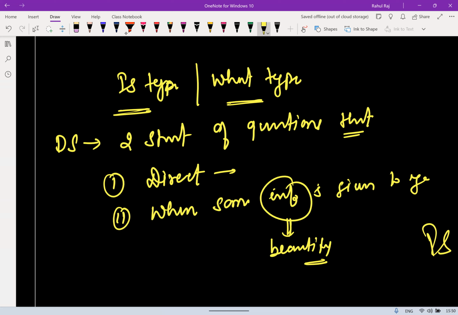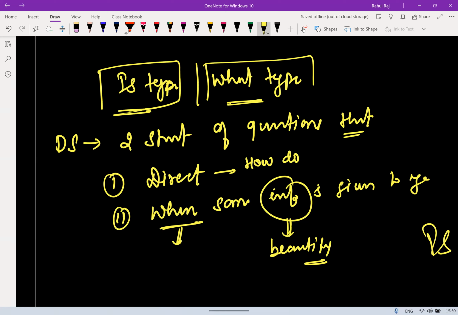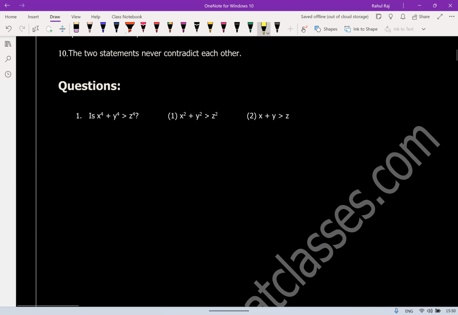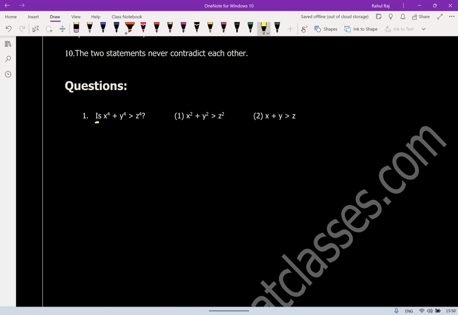I'll tell you. So how do we approach a direct problem? We need to understand this. How do we approach a direct question? And how do we approach it when some information is given to you in the question? So for any question I solve now, I'll make this clear, whether it's an "is" type or a "what" type, and what the structure is, whether it's a direct question or some information is given. Now this question is an "is" type first. Pretty direct question. There is whatsoever no information given to you. And there are two statements given in front of you.